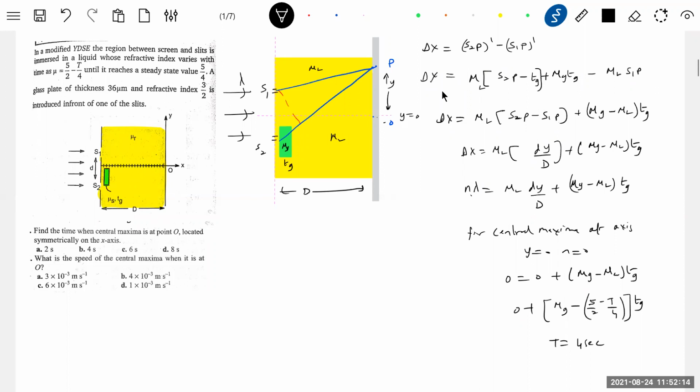What is the speed of central maxima when it is at O? When it is at O, it is asking for speed. So I think you put n equals 0 and differentiate this equation. N must be 0, so 0 into lambda, mu l, then the derivative of this.